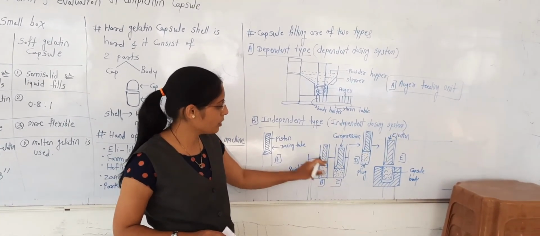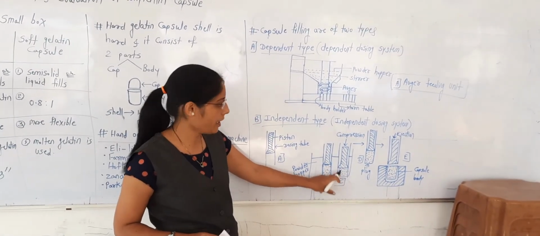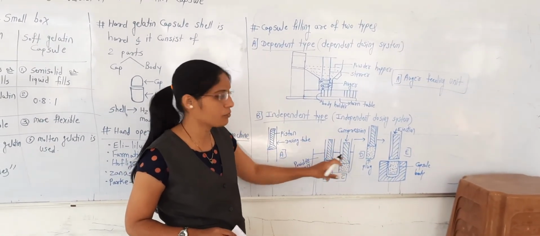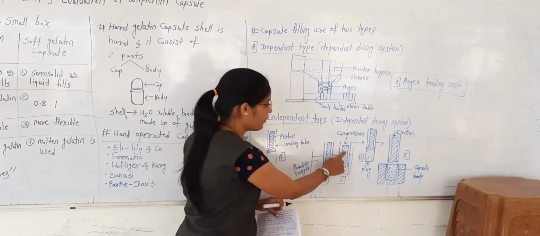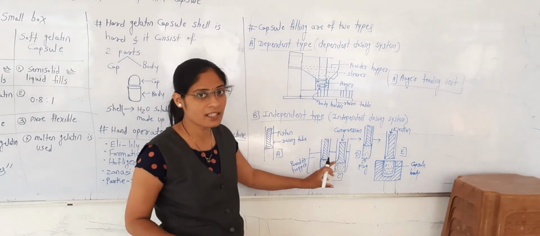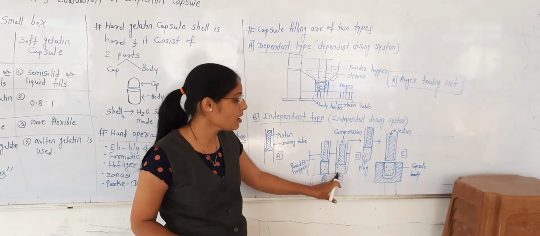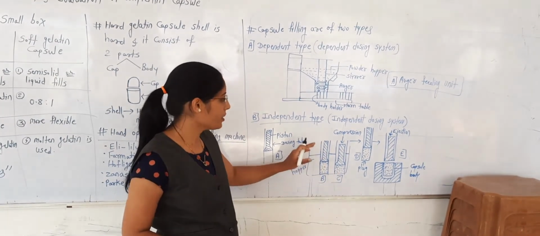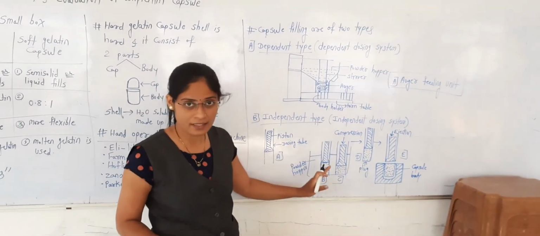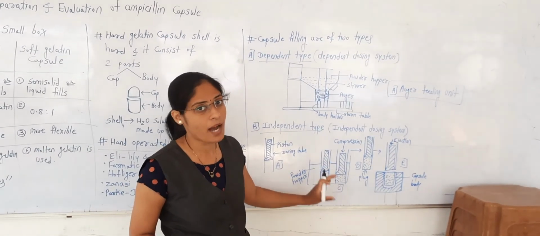Then this piston slowly moves downward, and then we can apply the compression force. With the help of this piston we apply the compression force, and then this powder or medicament forms a compact mass, and that compact mass we call the plug. So with the help of the movable piston we form a compact measured amount of mass, that is called the plug.